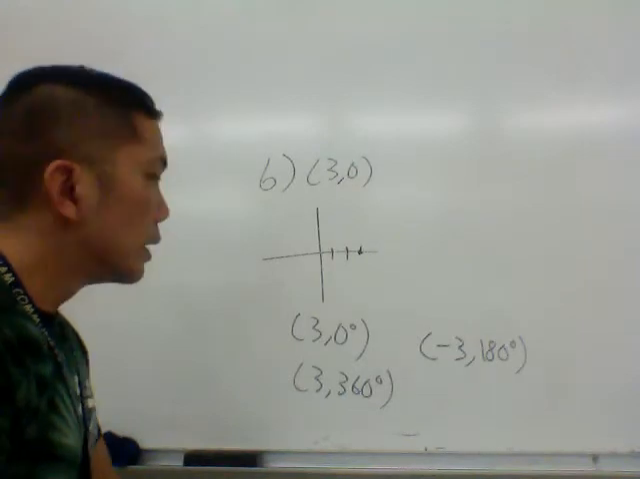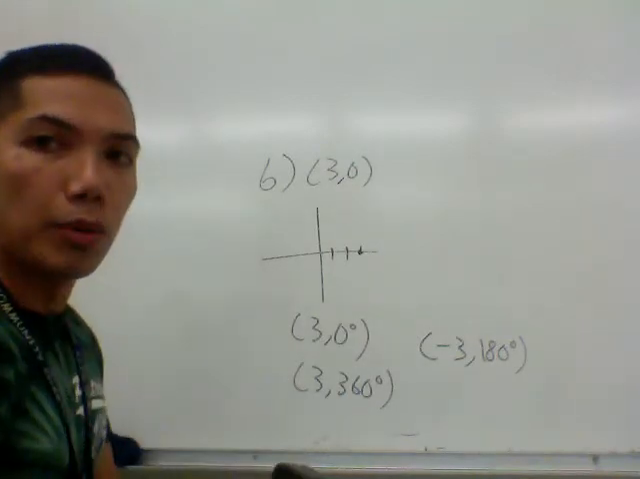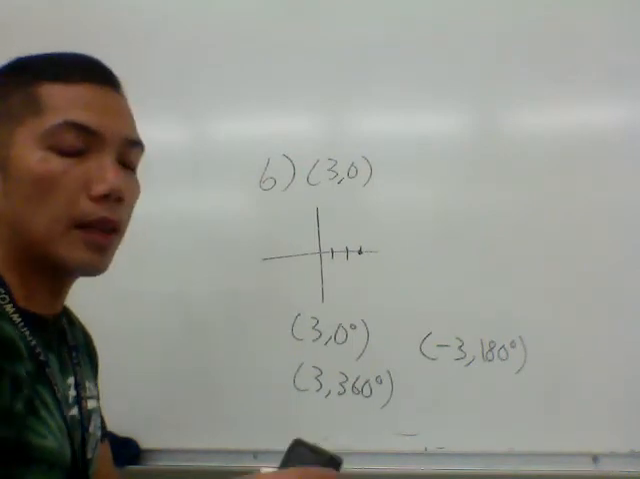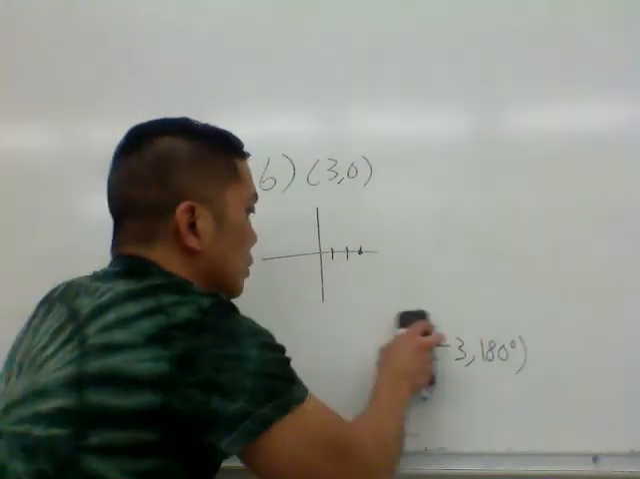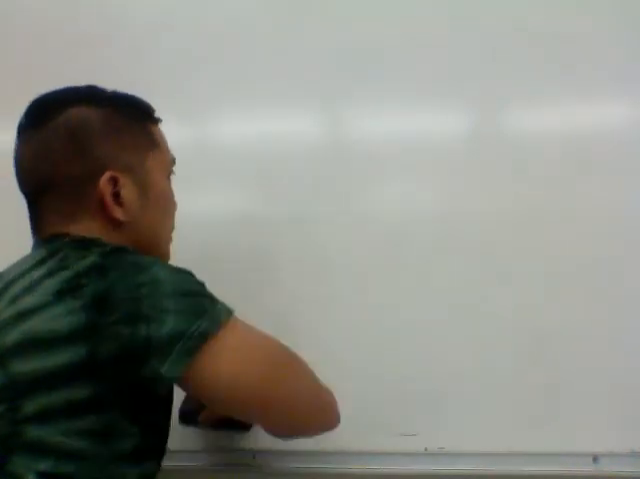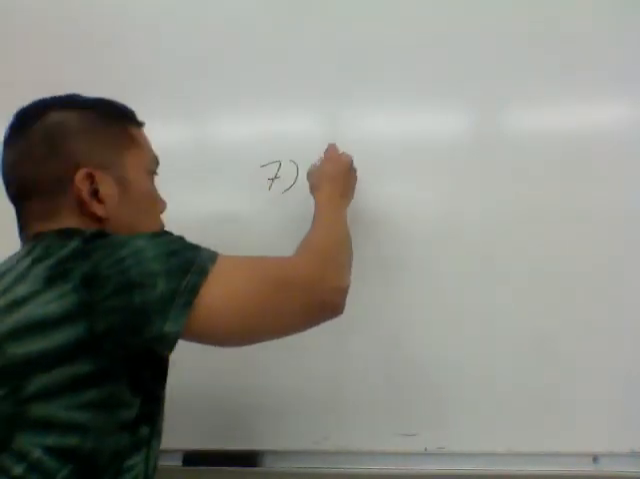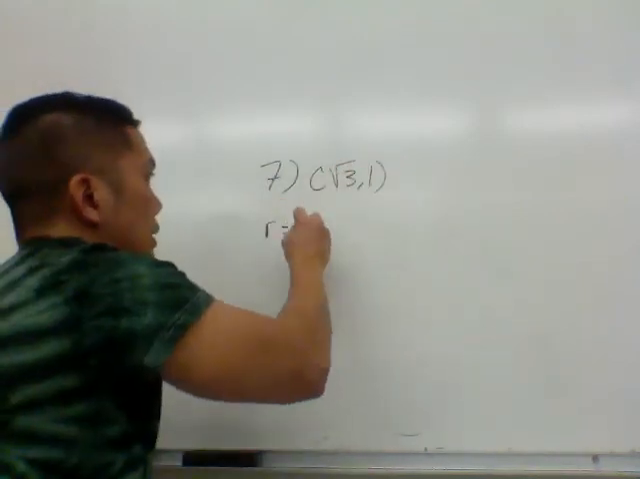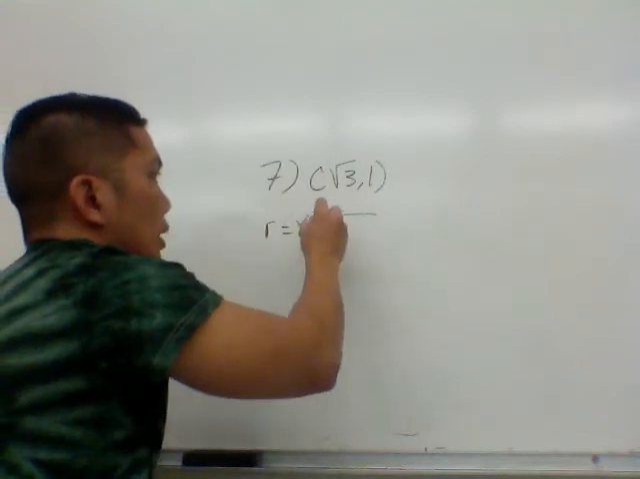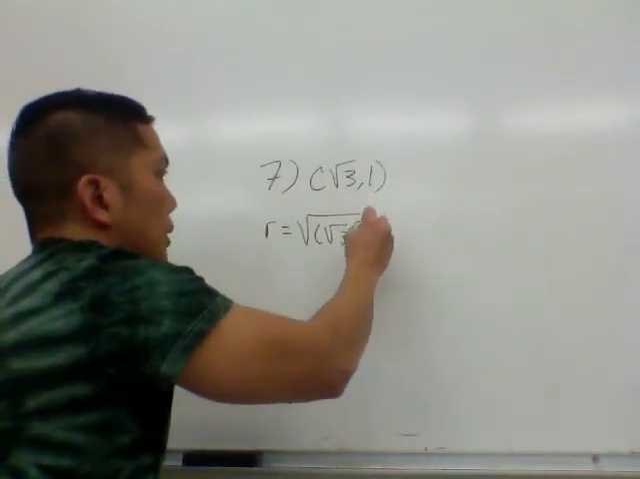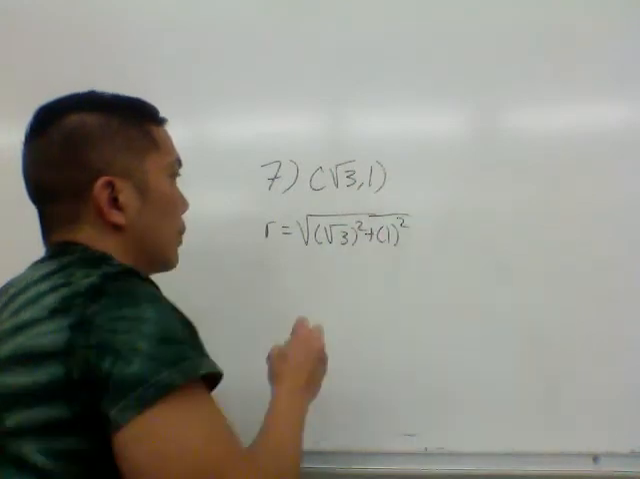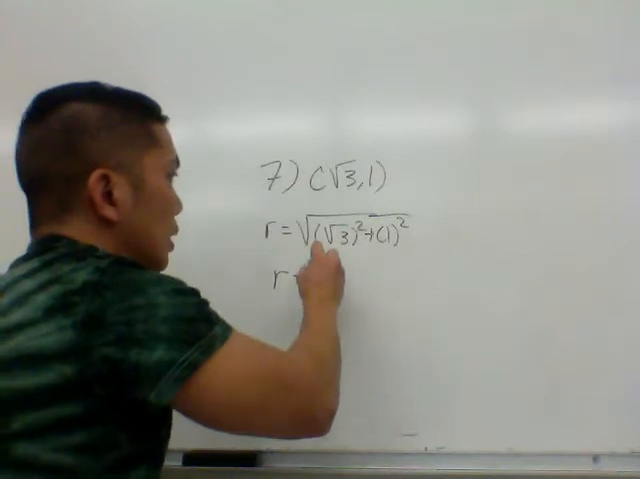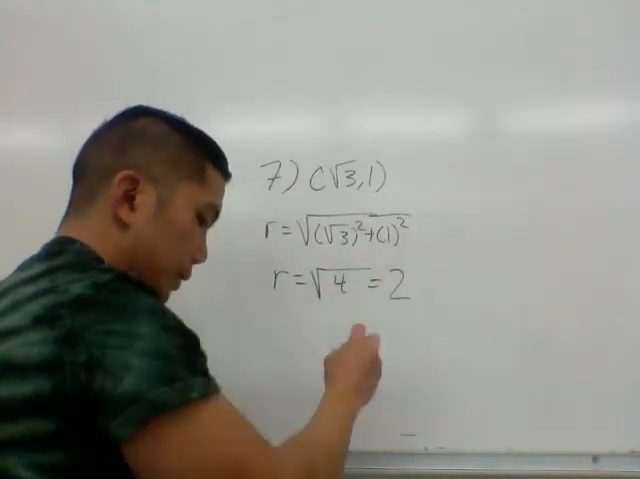Okay. Now number 7 is where the point is not on the axes. So we have to do something a little bit different for number 7. Number 7, my point is root 3, 1. So to find my r, I take the square root of root 3 squared plus 1 squared. So my r is the square root of 4, which is 2.